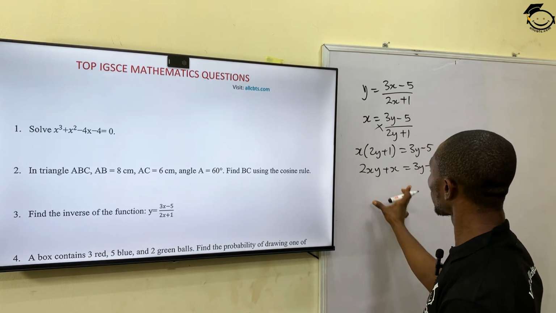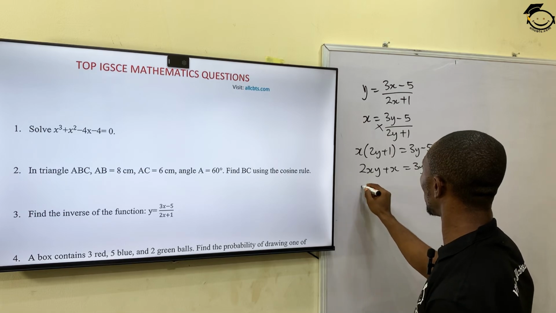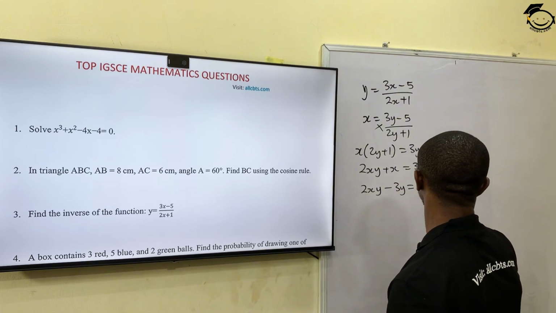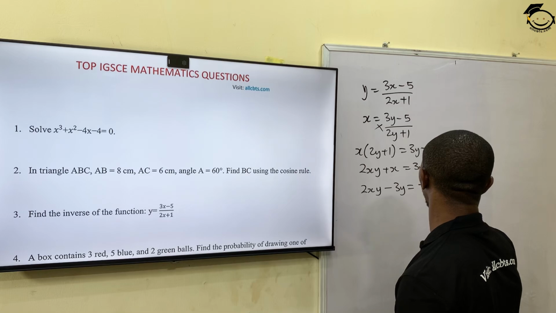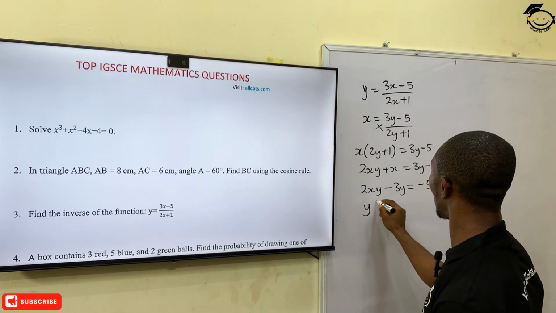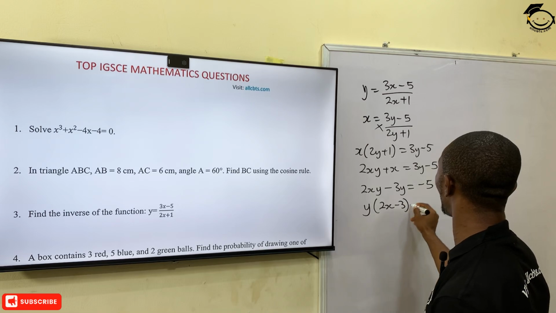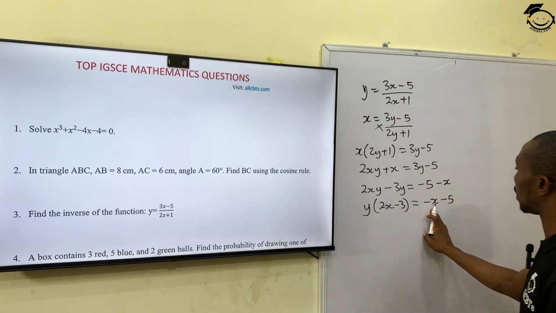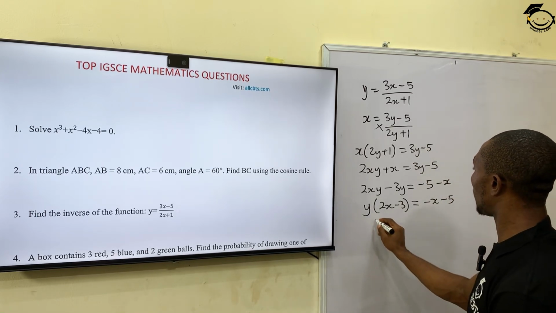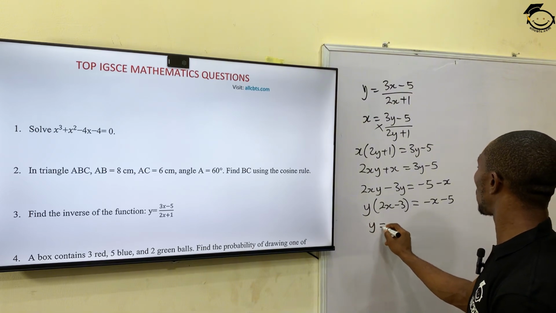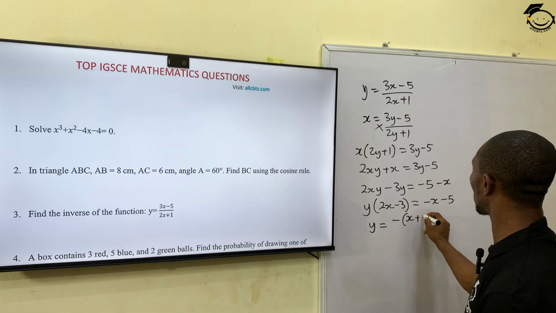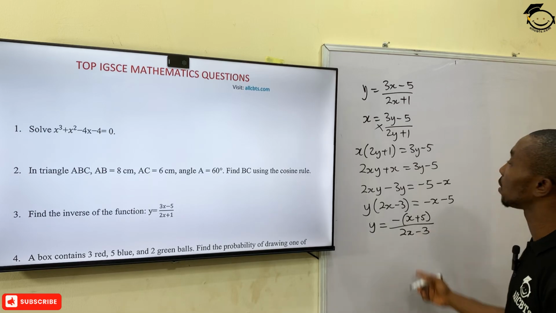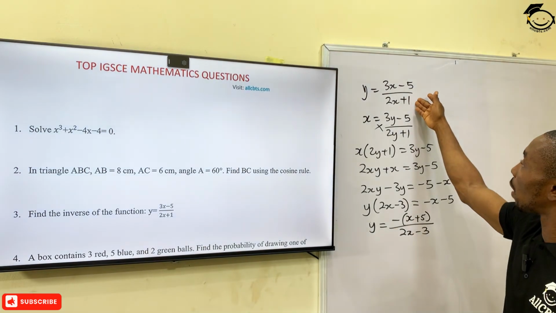All right, now collecting our like terms here, this becomes 2xy minus 3y equals minus 5 minus x. Okay, y is common here, so we bring it out as y times 2x minus 3 equals minus x minus 5. All right, now in order to eliminate this minus from here, we are having it as y equals minus bracket x plus 5 all over 2x minus 3. Now, this will be the inverse function of our question.